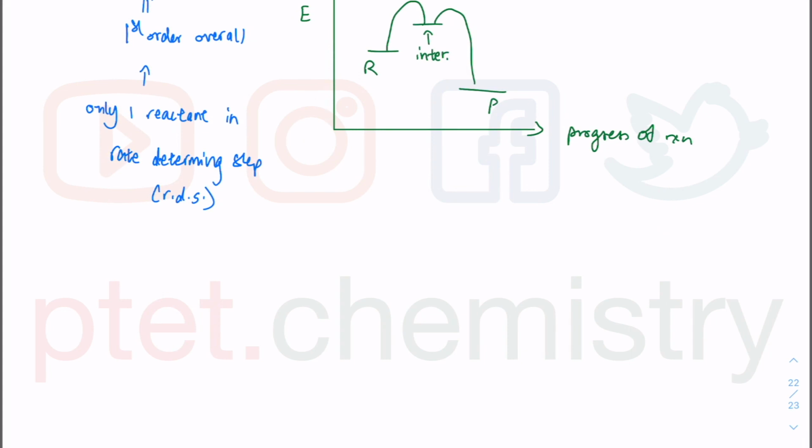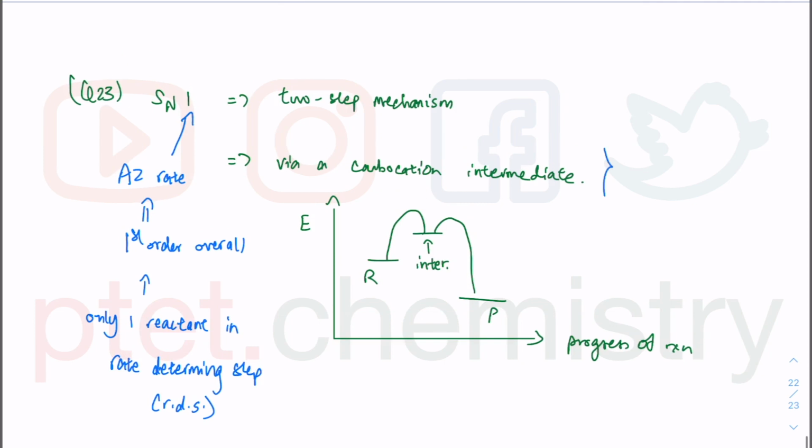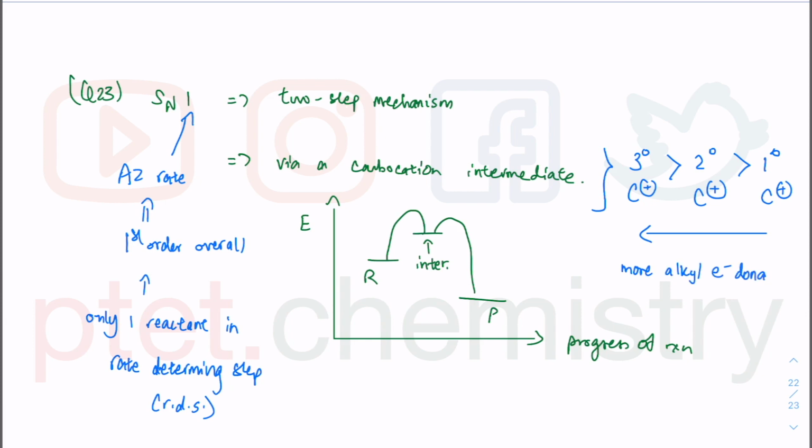So when we look at it, you can imagine that this carbocation intermediate, a tertiary carbocation, is going to be more stable than a secondary carbocation, more stable than a primary carbocation, because of what you have learned in the electrophilic addition mechanism as part of alkene chemistry. These are more stabilized due to more alkyl electron donating groups by inductive effect. These are all stated in the alkene topic before you even reach this topic on SN1 or SN2.